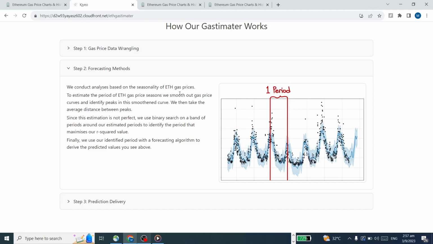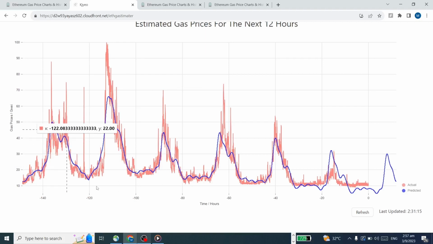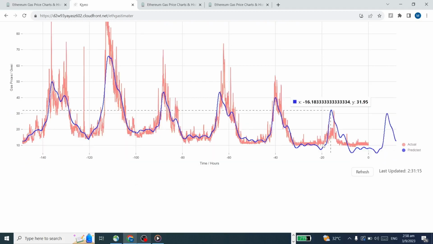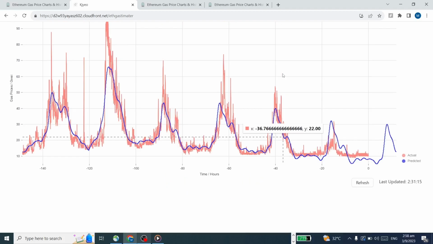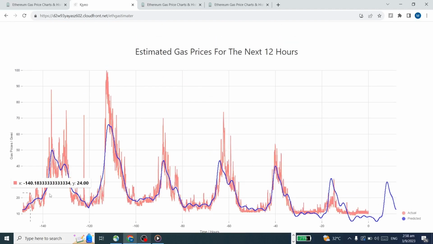The first is we smooth out the curve, and then we use modules in SciPy to identify peaks, and then we basically find the period by taking the total amount of time between a certain number of peaks divided by the number of cycles there are. So with this period, we use a forecasting algorithm similar to SARIMA, but much faster, that uses fast Fourier transform to determine what predicted price should be.